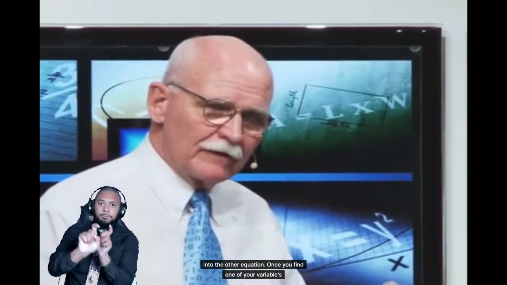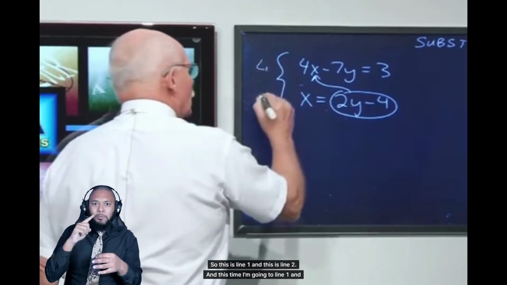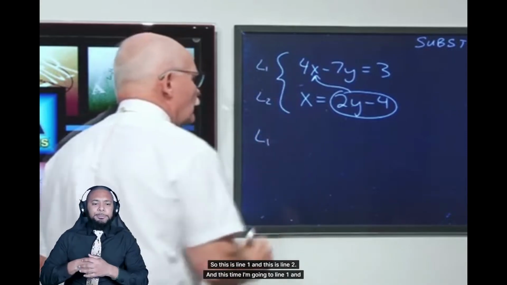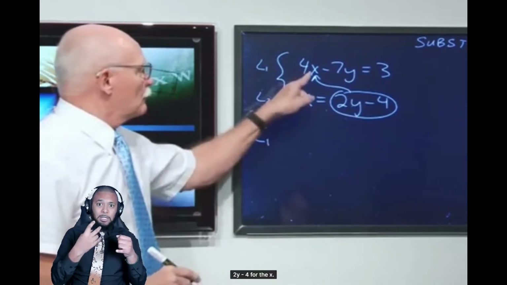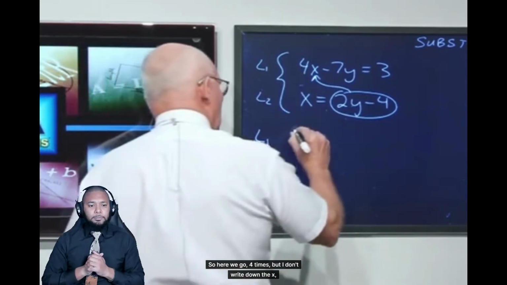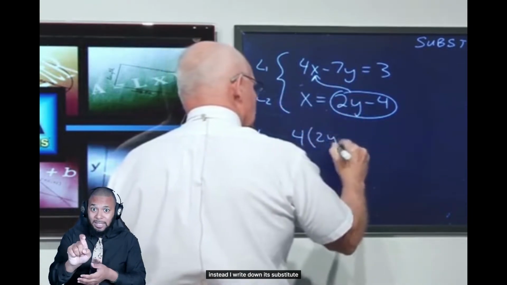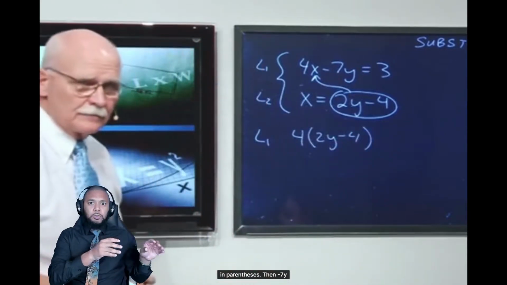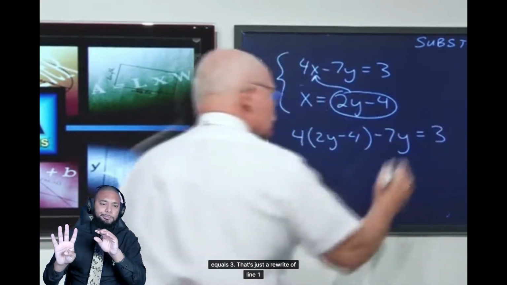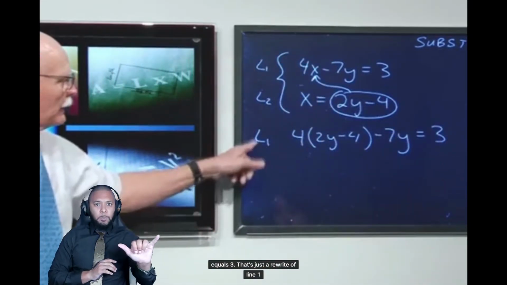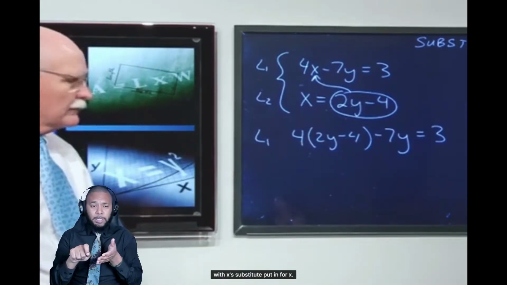Once you find one of your variables' substitute, you substitute into the other equation. So this is line 1 and this is line 2, and this time I'm going to go to line 1 and substitute 2y minus 4 for the x. So here we go. 4 times, but I don't write down x. Instead, I write down its substitute in parentheses. Okay? Then minus 7y equals 3. That's just a rewrite of line 1 with x's substitute put in for x.